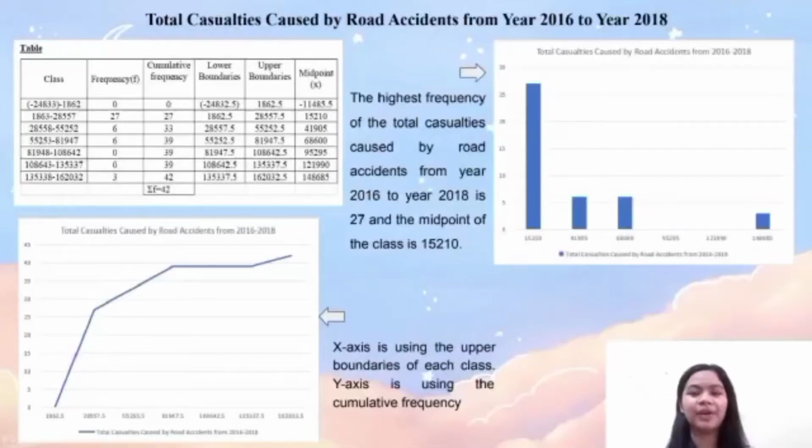Next is about how to present our data in graphs. We use the histogram graph and ogive graph. First, we need to calculate the cumulative frequency, lower boundary, upper boundary, and midpoint of the data. From the graph, we know that the highest frequency of the total casualties caused by road accidents from year 2016 to year 2018 is 27, and the midpoint of the class is 15210. While from the ogive graph, we know that the x-axis uses the upper boundary of each class, and the y-axis uses the cumulative frequency.